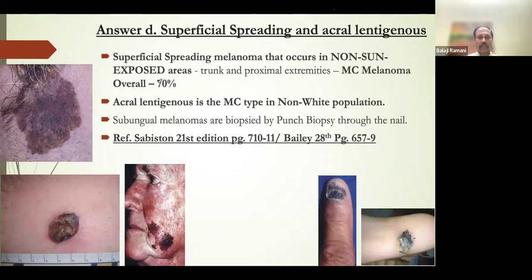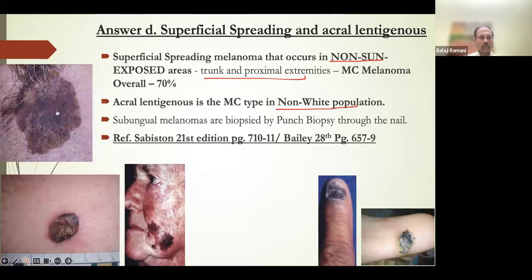Superficial spreading type is the one that occurs in the non-sun exposed areas, trunk and proximal extremities. These are the most common sites for a melanoma, overall around 70%. Now, acral lentiginous is the most common type in the non-white population. What do you mean by acral lentiginous? It happens in the hands and soles, and that is known as acral lentiginous melanoma.